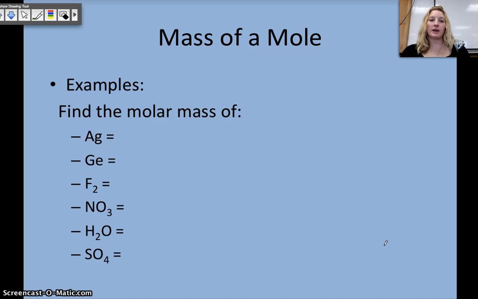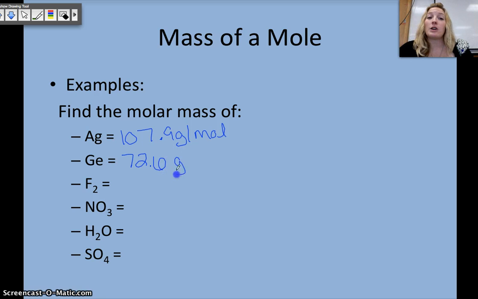All right, I hope you got it. So for silver, it's an element, all you have to do is find it on the periodic table. If you find the silver on the periodic table, you'll see that it should be 107.9 grams per mole. Germanium, not geranium, germanium, same thing as silver. It's an element. So if you look at the periodic table and find it, it weighs 72.6 grams per mole.